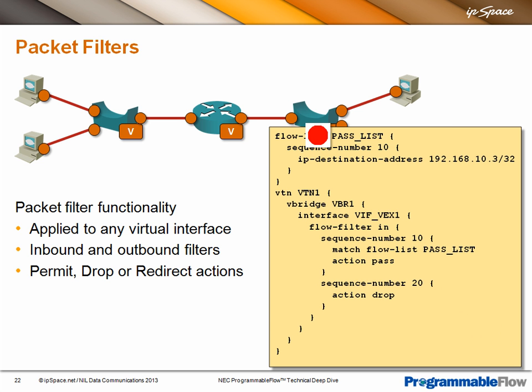And here is a sample configuration syntax. We have a flow list which matches certain destination IP address, and we apply this on a particular interface on the bridge. Flow filter in, so this would be applied here. And if the packets from this host have this destination address, then we pass the packets, otherwise we drop them.